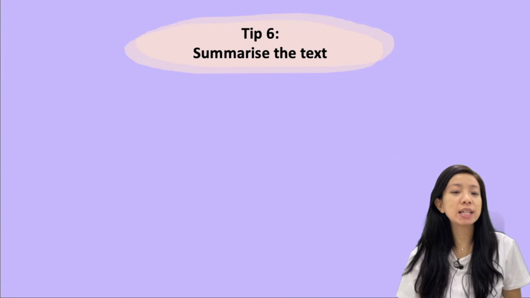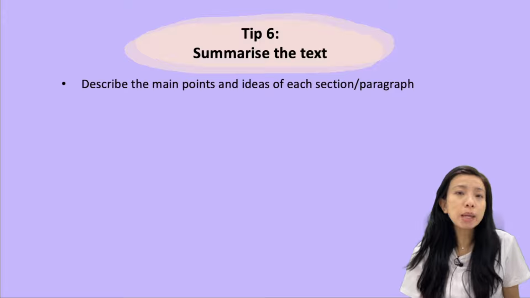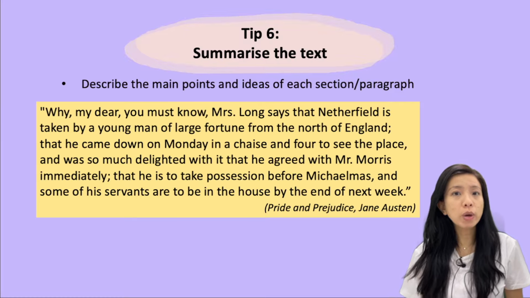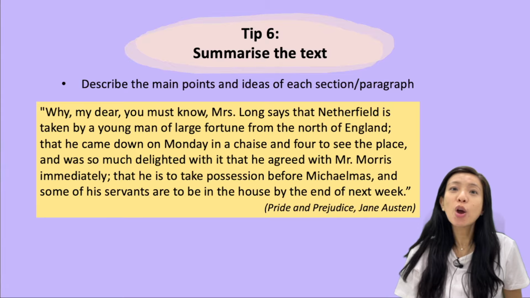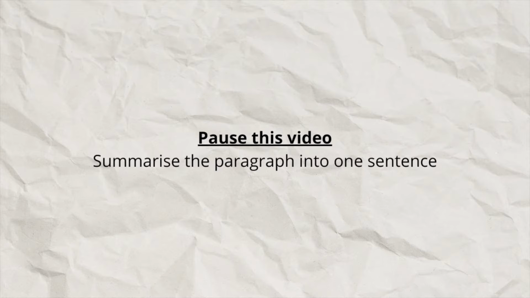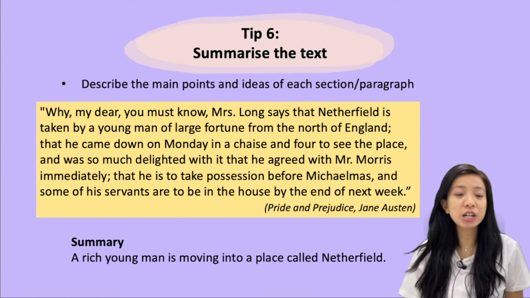Let's go to the final tip. In tip 6, it is to summarize the text. What you should do here is to describe the main points or the main ideas of each section or each paragraph. So going back to the same example again, what I'd like you to do is to pause the video, read the paragraph on your own, and try to summarize the paragraph into one sentence. Then leave your summary in the comment box below. Let me share with you my summary. So my summary is a rich young man is moving into a place called Netherfield.